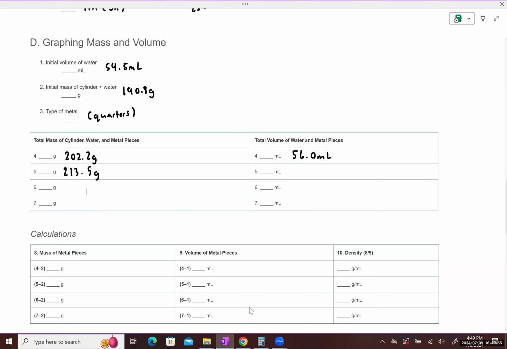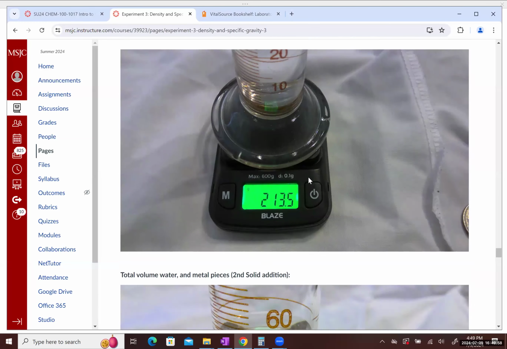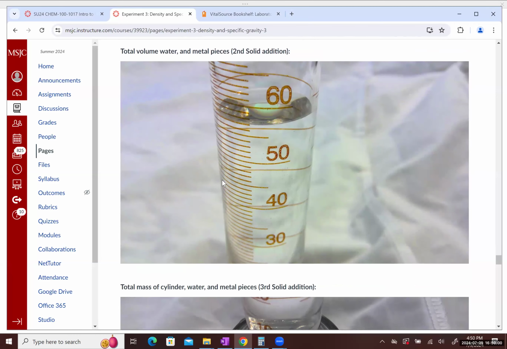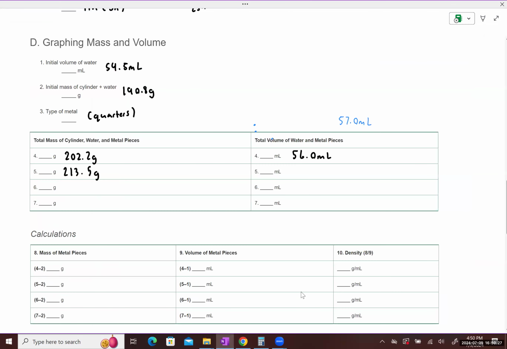Okay, so we recorded the mass. Now let's record the volume. So this is the total volume after the second portion of solid was added. In this case, as you can see, we're now past 56. We're pretty much right on the mark for 57 mils. So I'm going to record this as 57.0 milliliters. Okay, so let's transfer that data onto our report sheet.